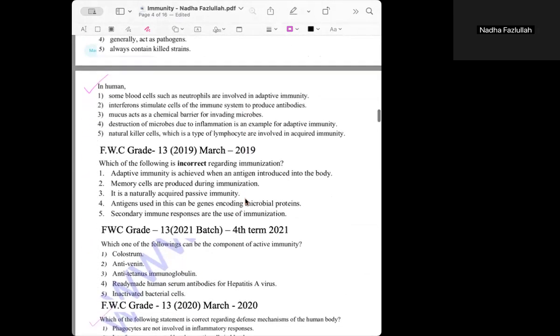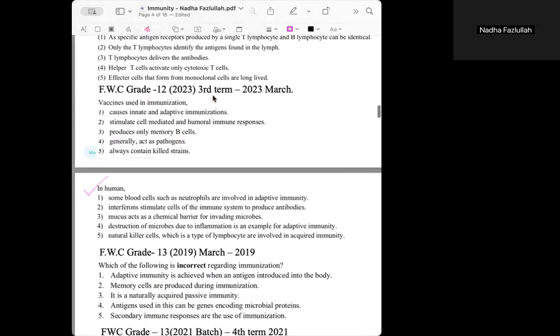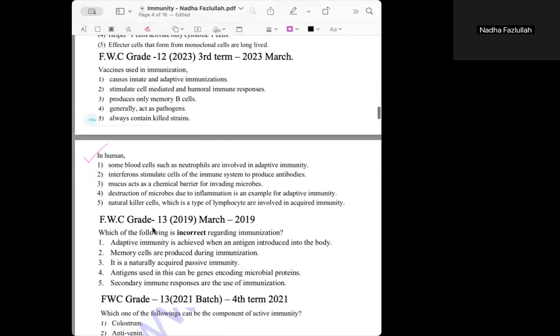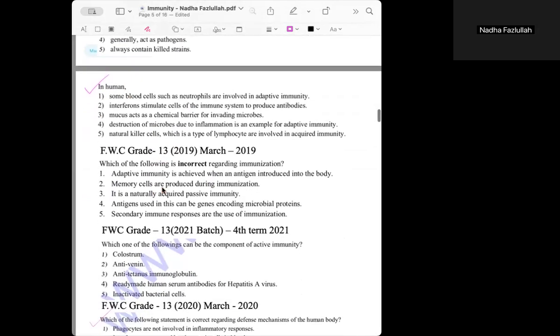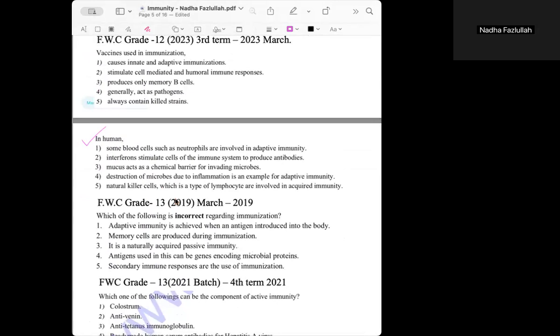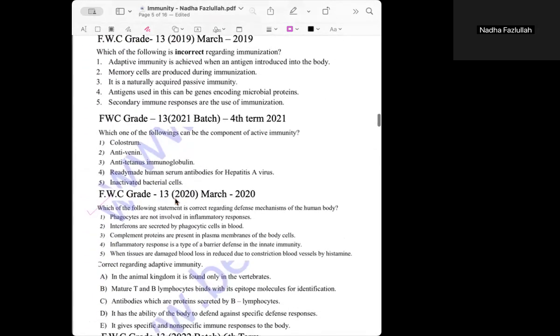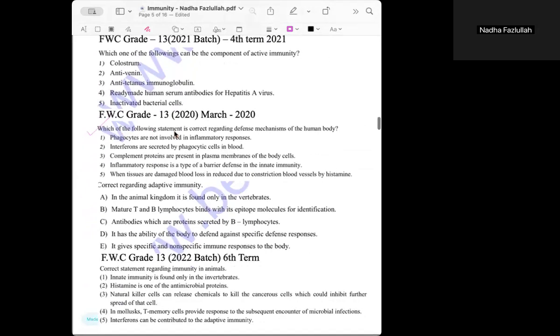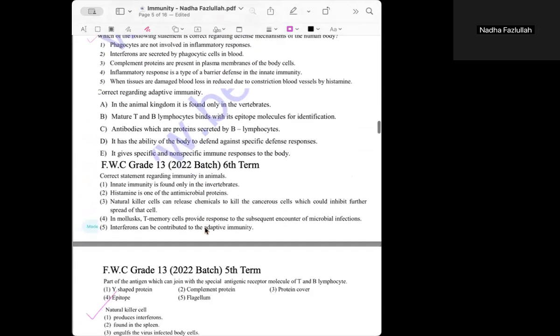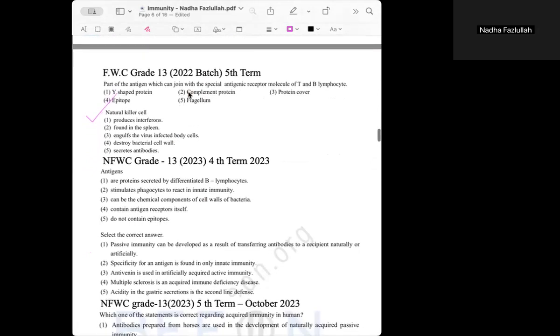Then again, in the next page, the first question is the second question of 2023 third term. It's on the other page. Then in the same page, which of the following statements is correct regarding defense mechanisms of the human body? 2020 March, third term. You can do the first one. I hope you guys are marking it. Then in the next page, 2022 fifth term, the second question about natural killer cell. You can do that question.